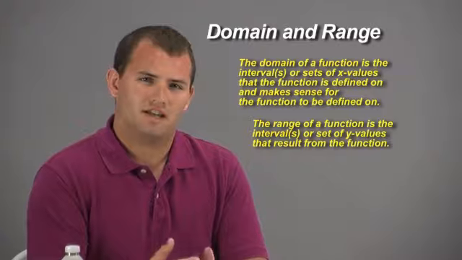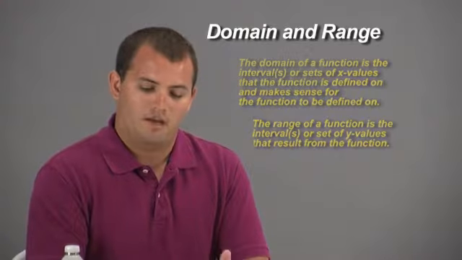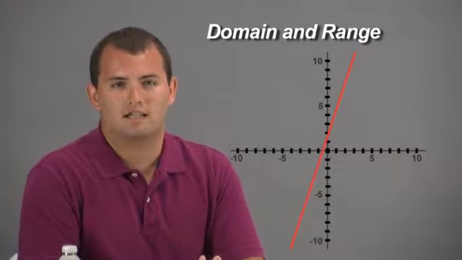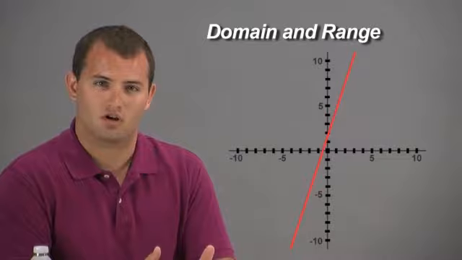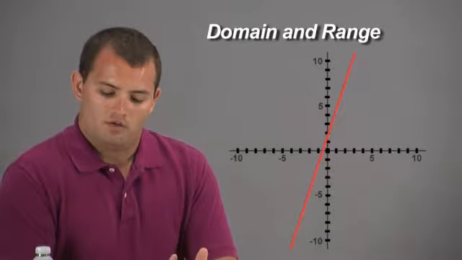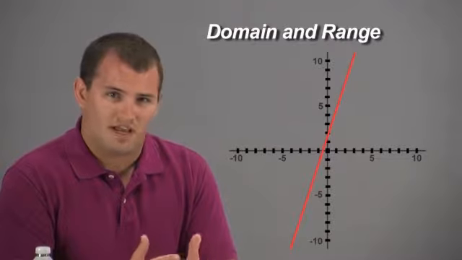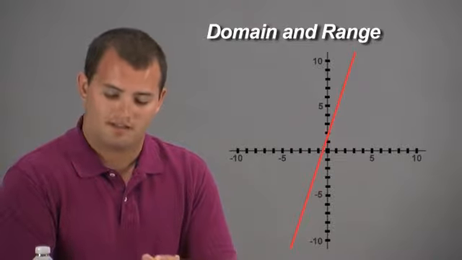Okay? And just to get an idea, let's look at an example. We want to look at what the domain and range are of the following. And here's a graph. We're told that this is a line and it extends without bounds. So first, let's start with the domain. So what are the possible values, the x values that we can have? Is it an interval? Is it a set? Is it something like that?